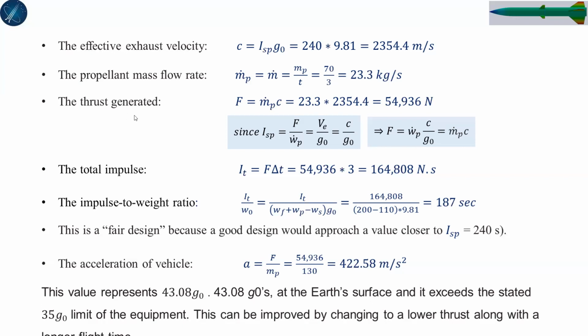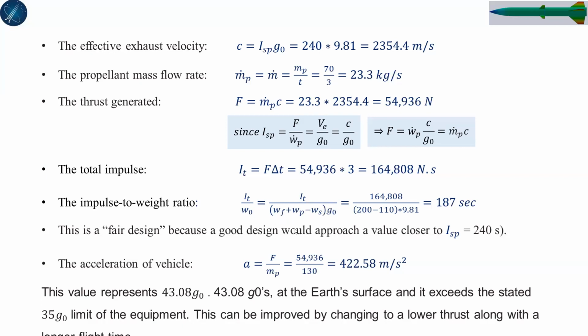Then we can find thrust now, because we have effective exhaust velocity, we have propellant mass flow rate, so that we can find the thrust in optimum condition. So this is thrust of this vehicle, and the total impulse is also found from thrust times change in time. And then the impulse to weight ratio, which is IT over W, can be obtained from this combination.